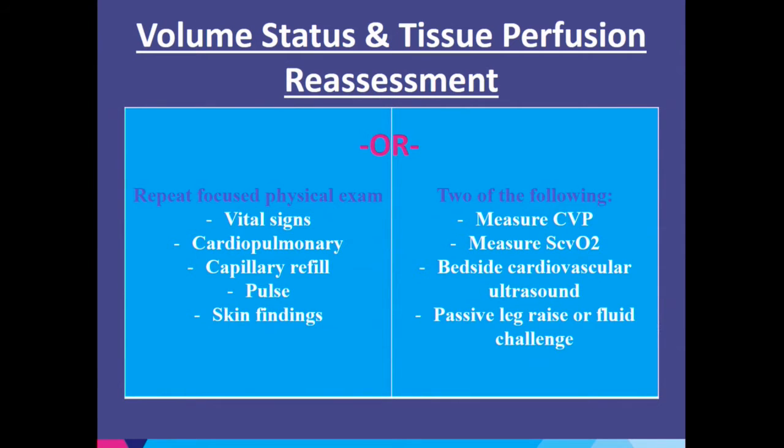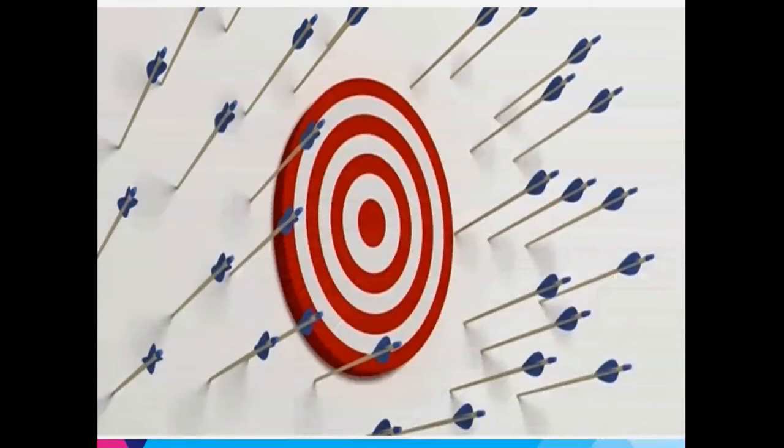Now, talking about the reassessment of the volume status, you can either do a repeat focused physical exam, which has to be done within 6 hours as well as documented, or you can do two of the following. A couple of those are invasive measures like measuring the CVP and the central oxygen saturation, or you could do a bedside sono with a passive leg raise, but you need to do two.